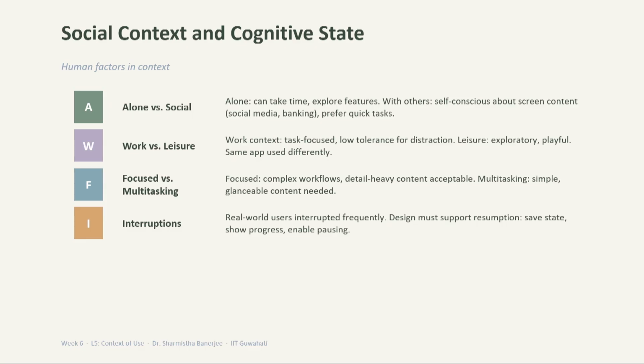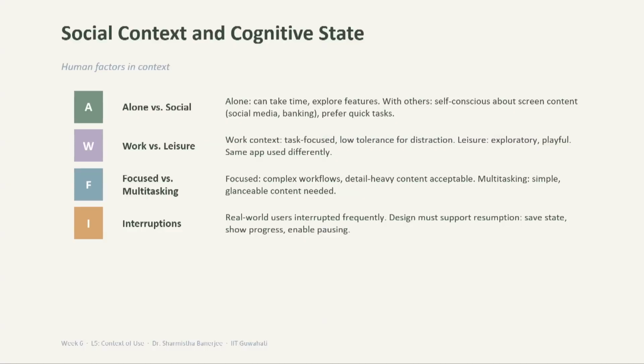It might be a work versus leisure context. In a work context, I might be focused on that particular task, so there will be a low tolerance for distractions. A notification coming in is a distraction and I will not like to have that because I'm focused on my task. Leisure is something, let's say I am in an exploratory mode because right now I'm in a leisure situation. I am feeling more playful when I'm trying to explore something. So see if you can use the same app differently depending on whether you are in a work versus a leisure context.